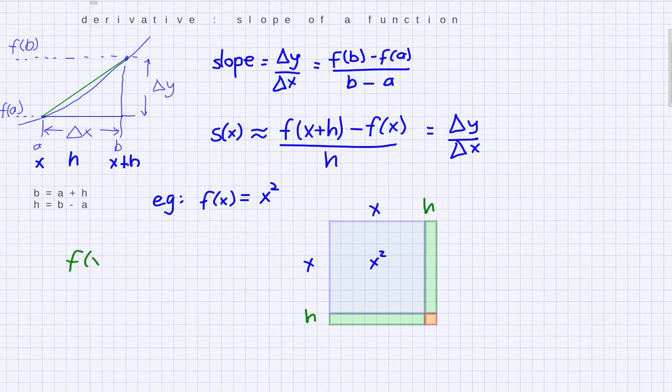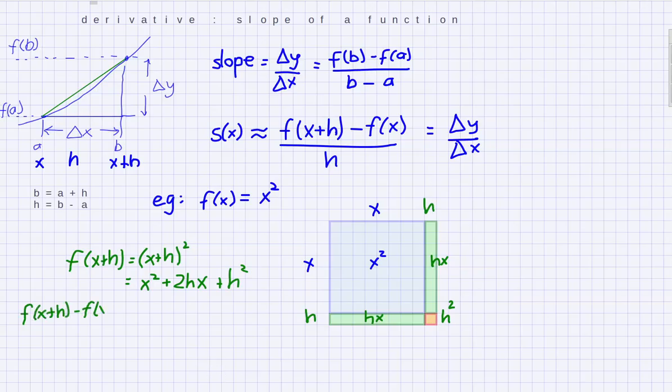So the value of x plus h is the area of that larger square, so it's x plus h all squared. And if we multiply that out, we get the x squared part, and we get the hx along the bottom and the hx along the side, and also this tiny little square, which is h squared. So x plus h all squared is x squared plus 2hx, that's that one and that one, plus this little bit on the corner, h squared.